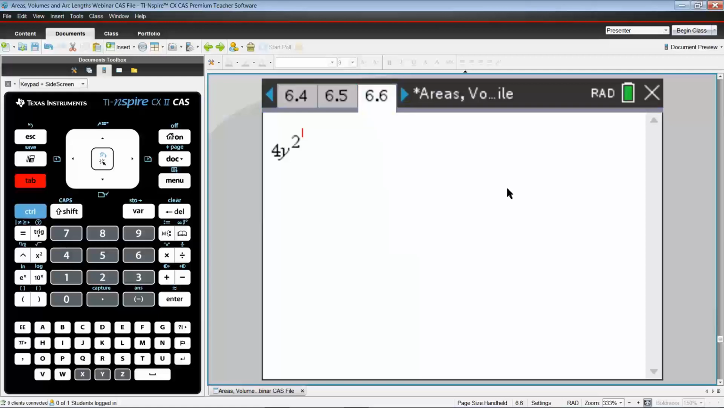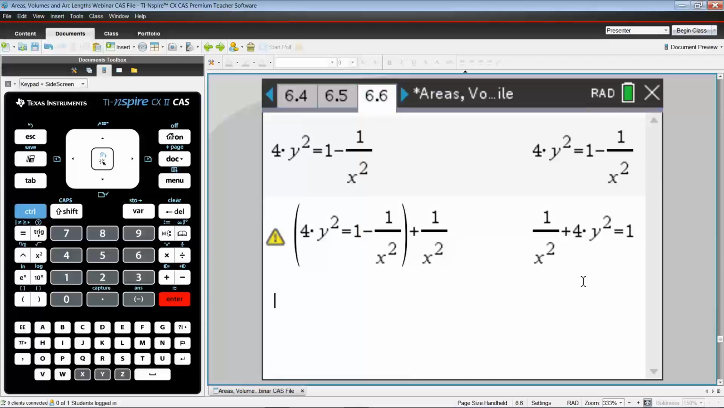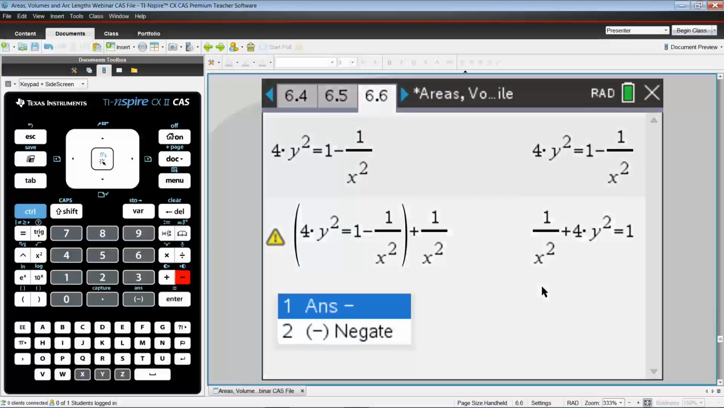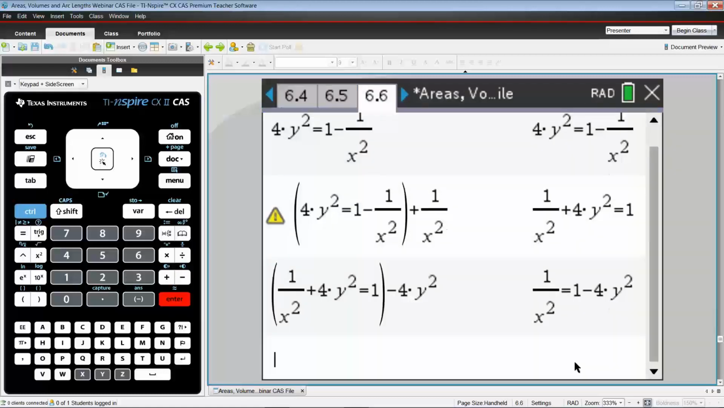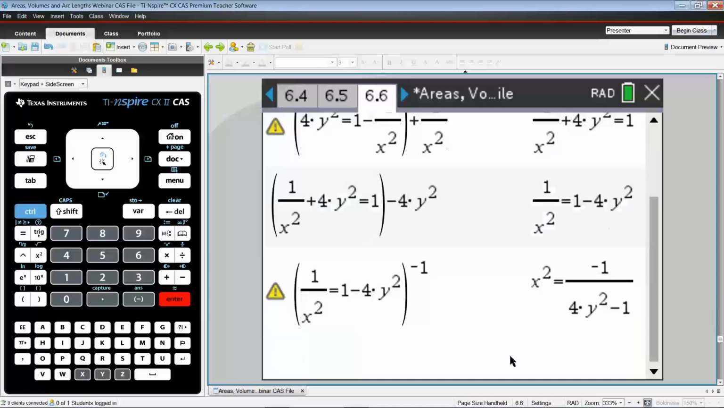So I'm going to simply type in 4y squared equals 1 minus 1 over x squared. We're now going to apply algebra until we get x squared by itself. So I'm going to add 1 over x squared to both sides, and then we're going to subtract 4y squared from both sides, and then we're going to invert both sides, so we finally get x squared equals -1 over 4y squared minus 1.